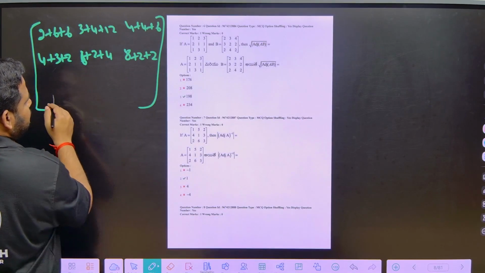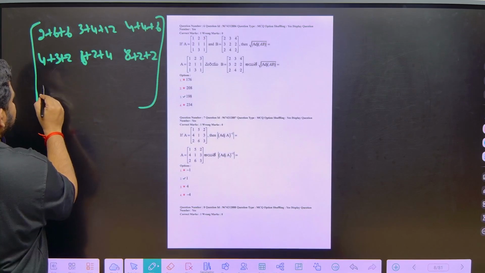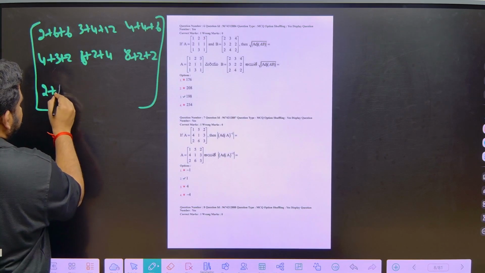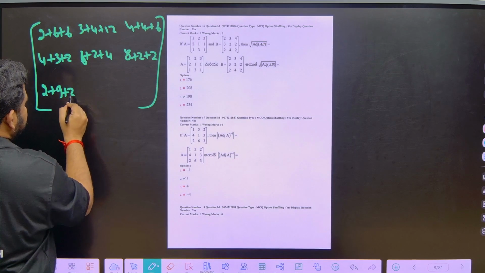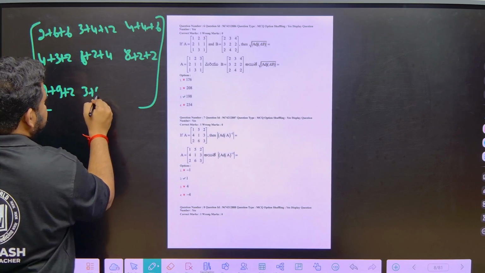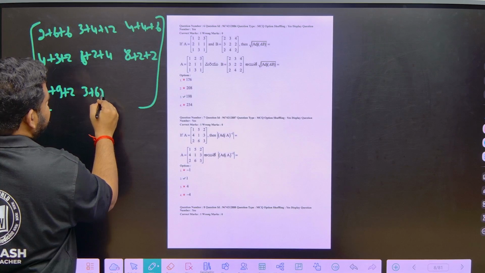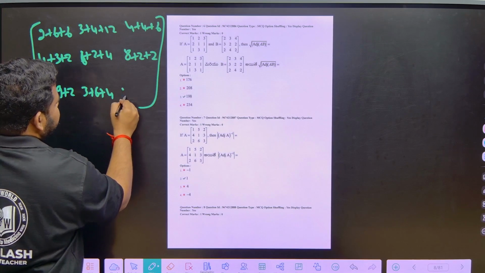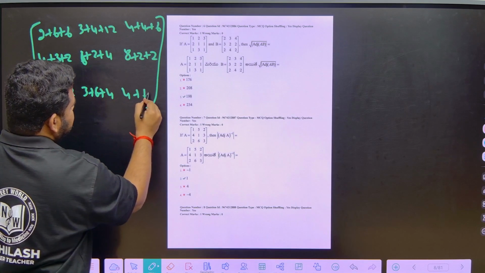See here. 1 into 2 is 2. 3 into 3 is 9. 1 into 2 is 2. 1 into 3 is 3. 3 into 2 is 6 plus 1 into 4 is 4. 3 into 2 is 6 plus 1 into 2 is 2.